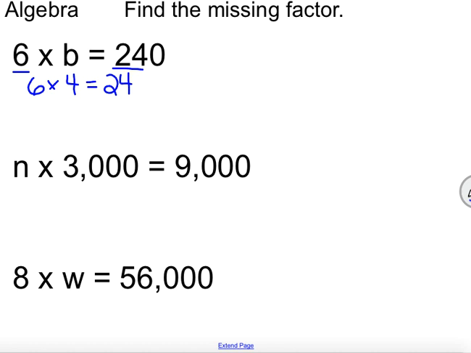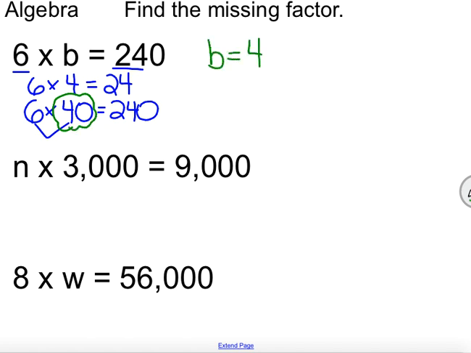So I know that my answer, what B represents, has to start with a 4. Okay? So I'm going to extend and do 6 times 40 and see what happens with that. So 6 times 4 is 24, and one zero is 240. So now I know that my missing factor is 40. So B equals 40.